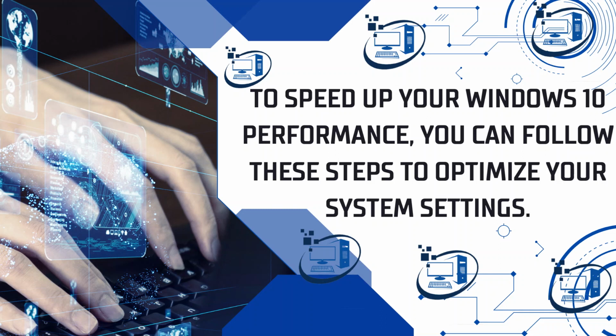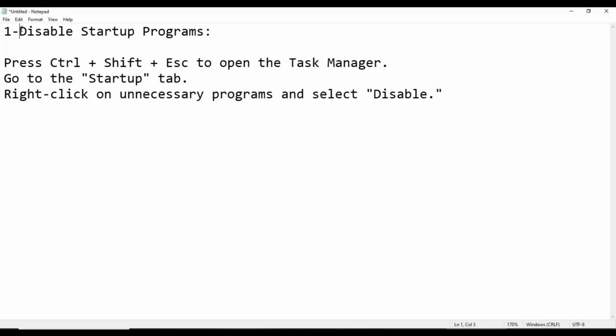To speed up your Windows 10 performance, you can follow these steps to optimize your system settings. 1. Disable startup programs.